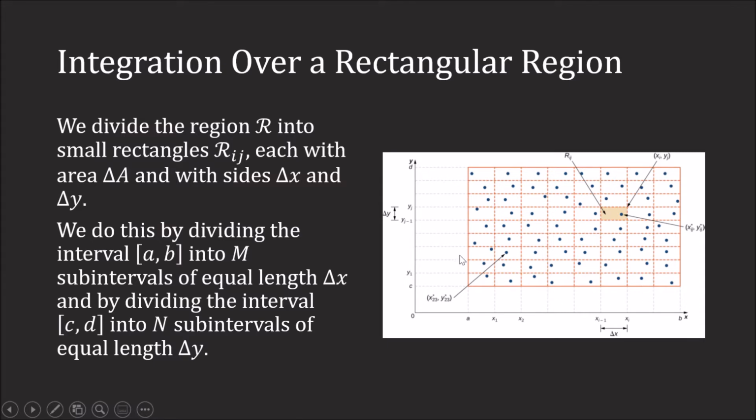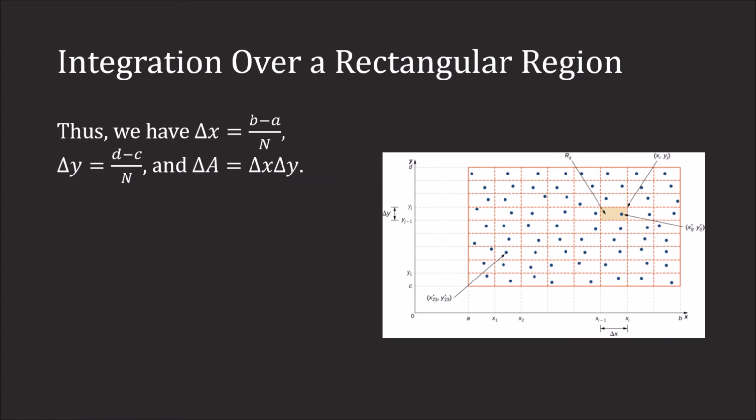Then we do the same along the y-axis between c and d. Now this m and n do not have to be the same, so delta x and delta y don't have to be the same. It's just that each of these distances here are the same. So each delta y is the same, and each delta x is the same. This would give us that delta x is (b minus a) over m, and delta y is (d minus c) over n. And of course, delta A would be delta x times delta y, right? The area of a rectangle is length times width.